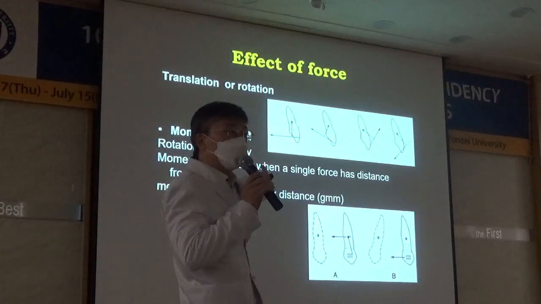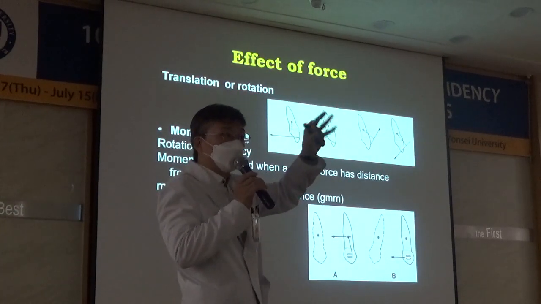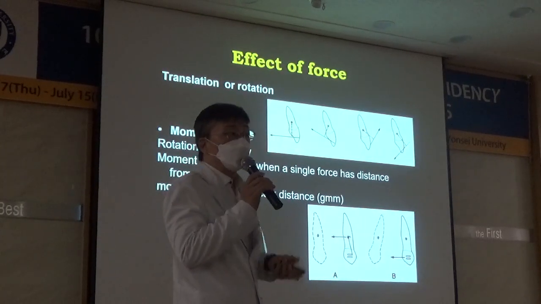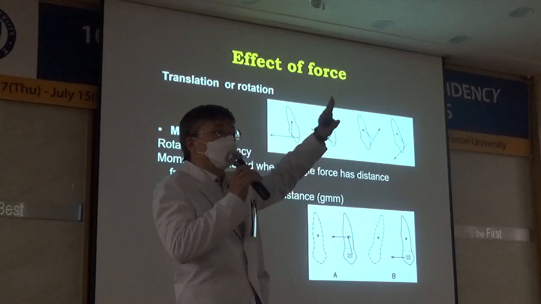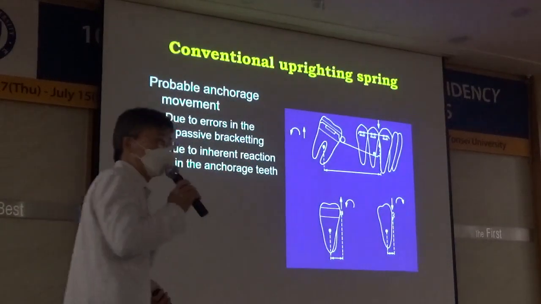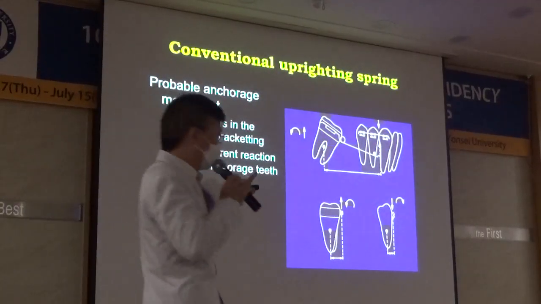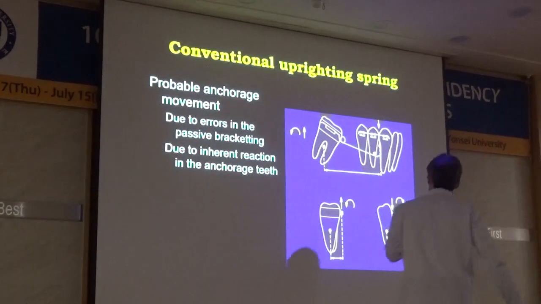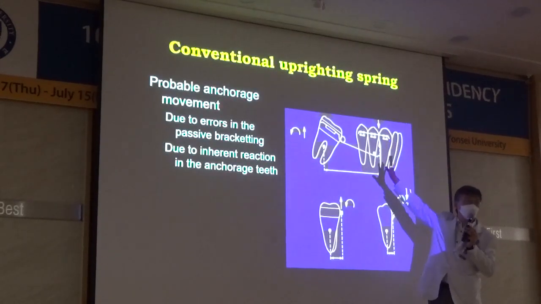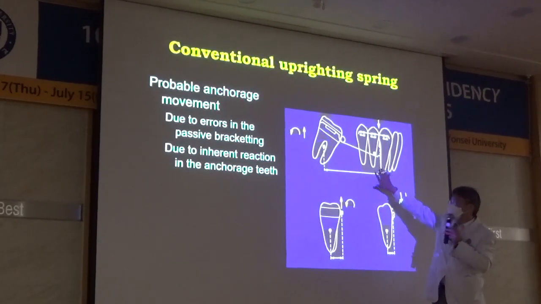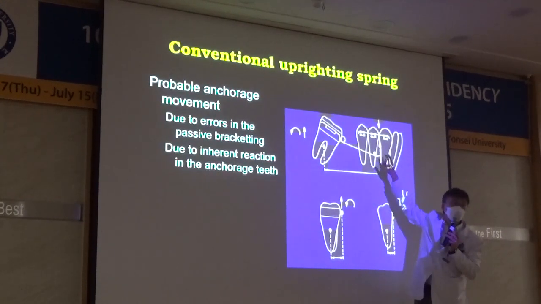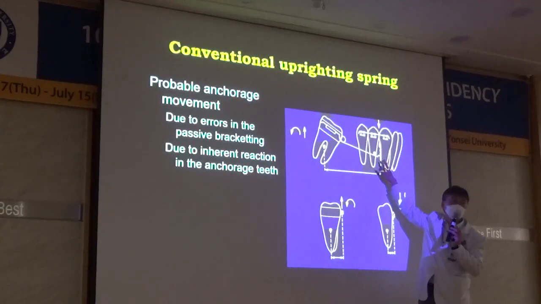For molar uprighting, what do we need? Maximum rotation. Right? Maximum rotation. For maximum rotation, we'll place the line of force away from the center of resistance. Is that correct? Away from the center of resistance. This is a very good example in the orthodontic literature, and we know how it works. Uprighting spring. And my question is, is this good enough? First thing is, there's a side effect. We know that. It is already described in the textbook.